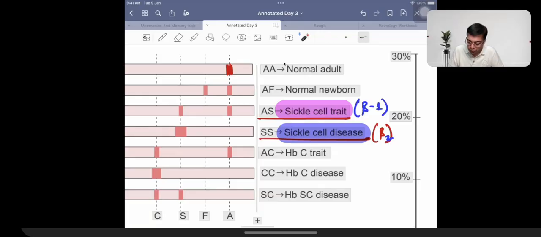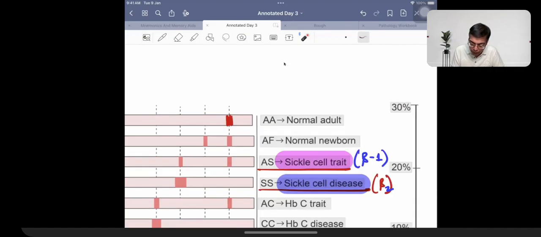Which is going to be more severe for a patient? Of course, sickle cell disease is much more severe. Why is it more severe? Why is homozygous disease worse? Sickle cell disease is going to be bad for the patient because that means the patient is having predominantly HbS.